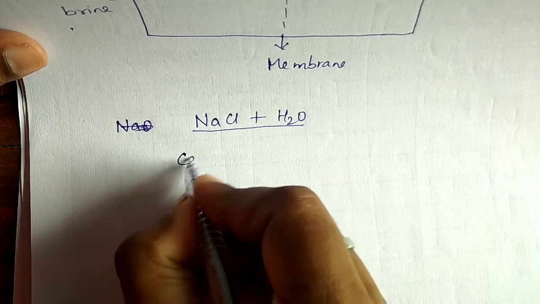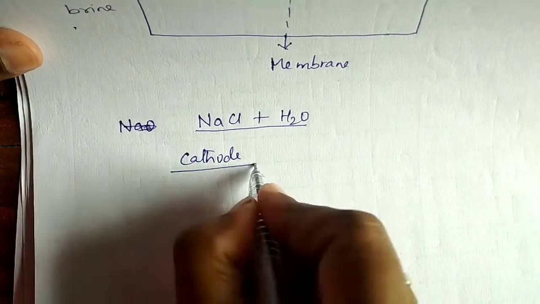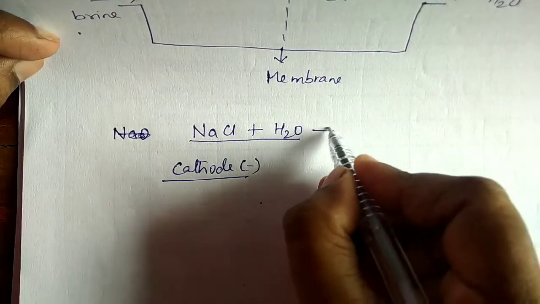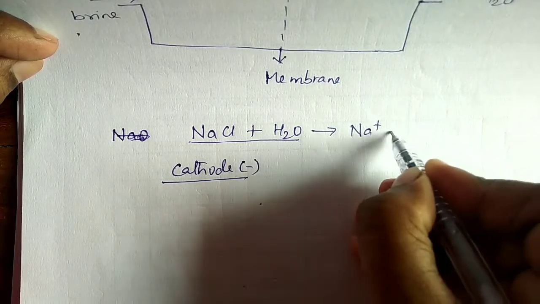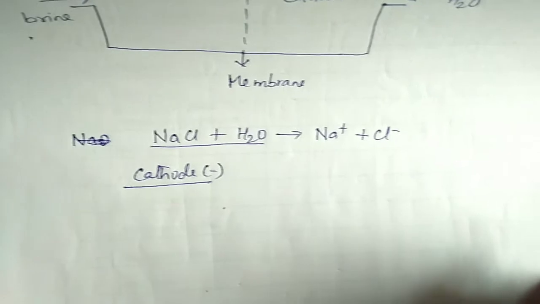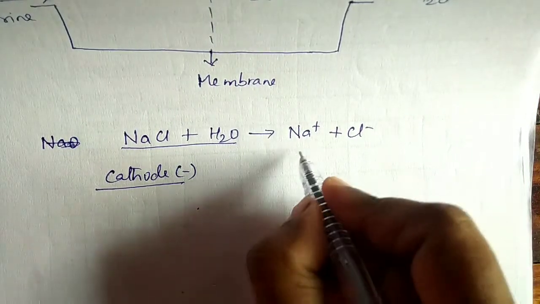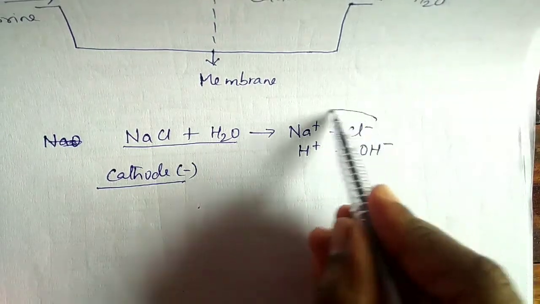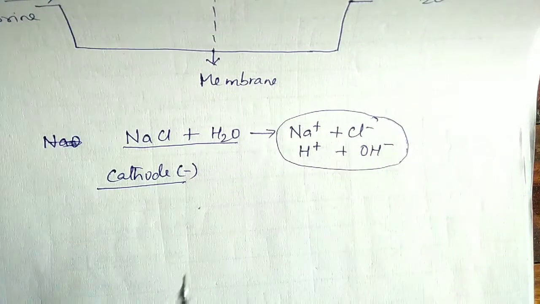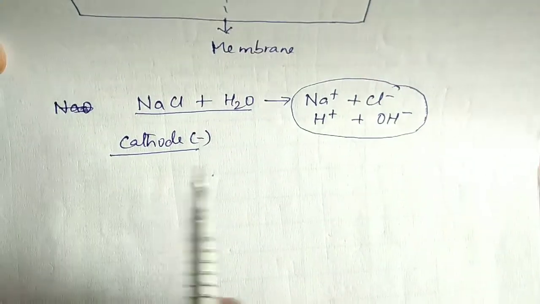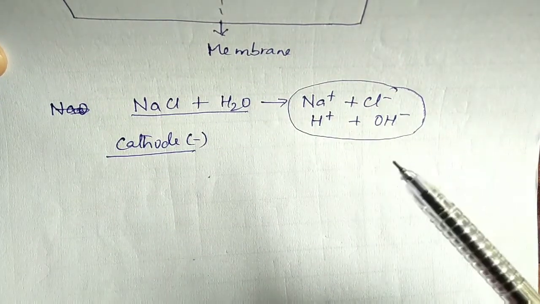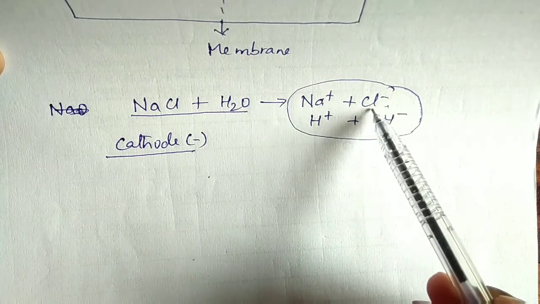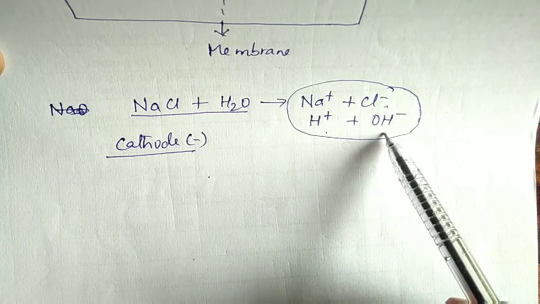First of all, we will see the reaction at cathode. You know that cathode is the negative terminal, and when NaCl is present in water, it will ionize to give Na plus and Cl minus. These are the two ions formed by the ionization of NaCl. Moreover, you have H plus and OH minus coming from water. So basically you have these four types of ions present in the solution as the electrolyte. The electrolyte is aqueous solution of NaCl, so it has Na plus and Cl minus from sodium chloride, and H plus and OH minus from water.